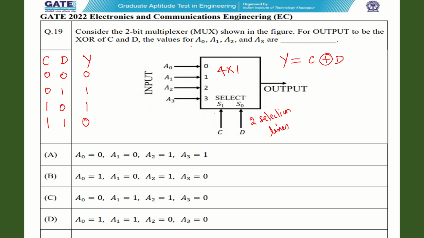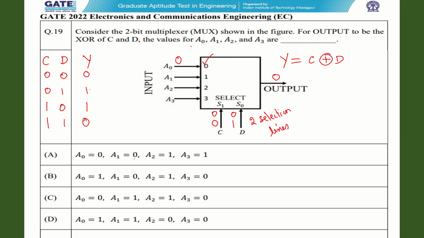So initially, if we give this as 0 and 0, which one will be selected? The 0th data line will be selected. And what is the output we need? We need to have this 0. So that must be available here as input. Then only, this is just a data selector. The same data will be appearing as the output. So for the 0th input, the output will be 0. That depends on the selection input 0 and 0.